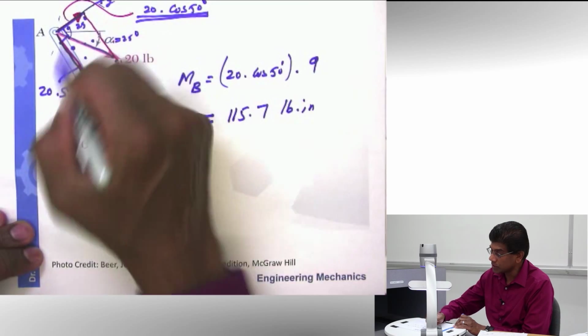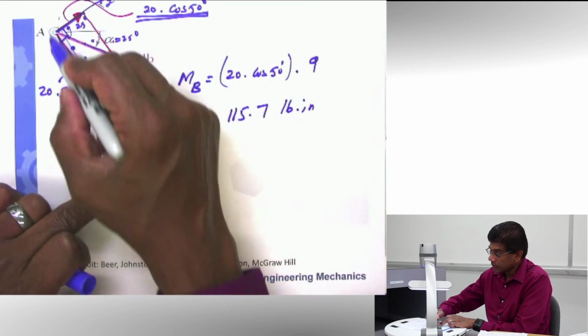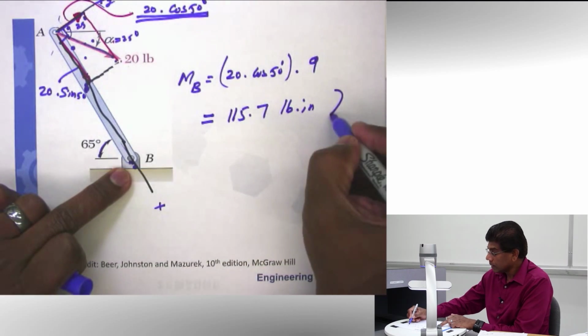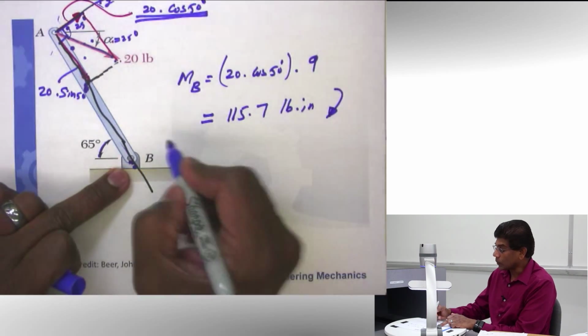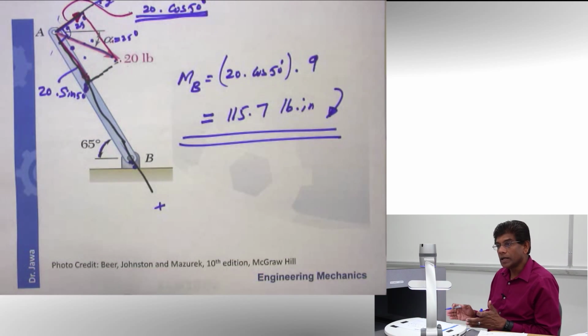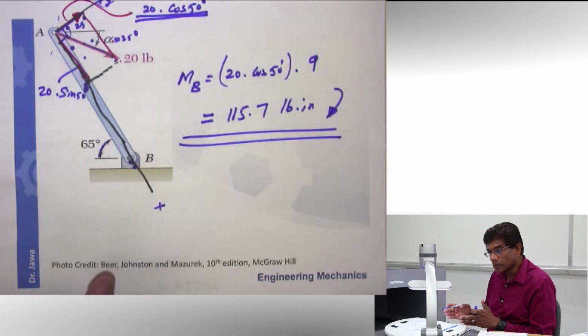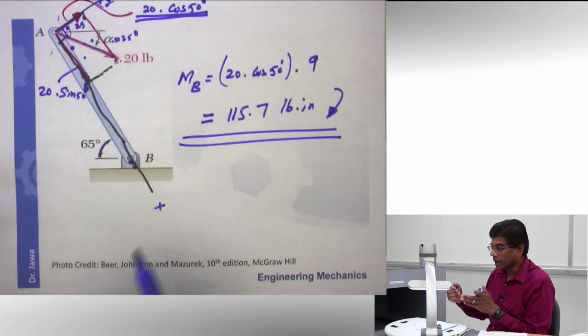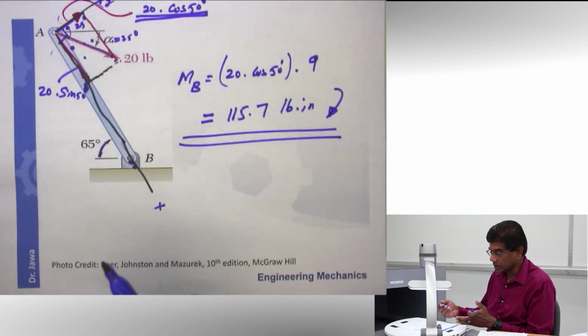And as you can imagine, this force is trying to rotate this object about this point B in a clockwise direction. That's the answer. So what we have done is solve the same problem by finding the perpendicular distance in the first instance, and by resolving the force in the second instance.